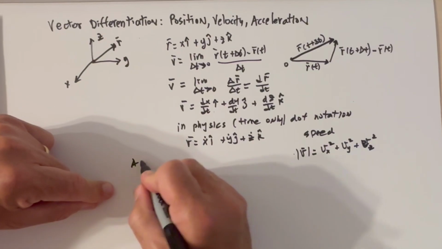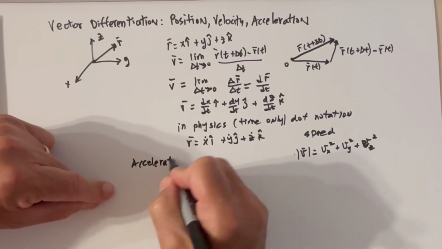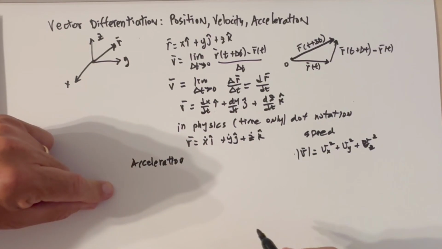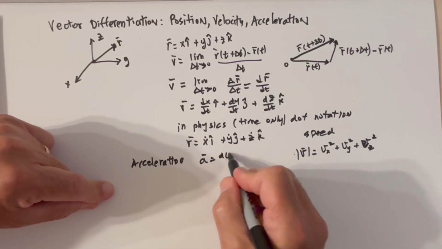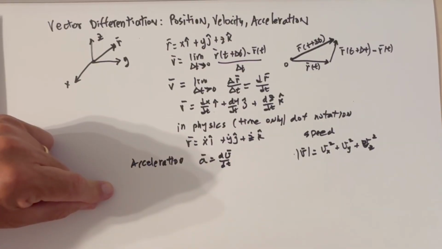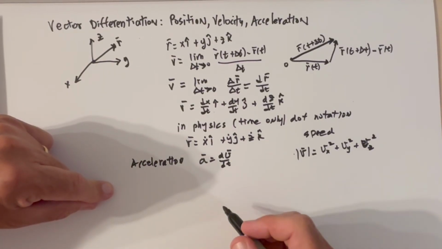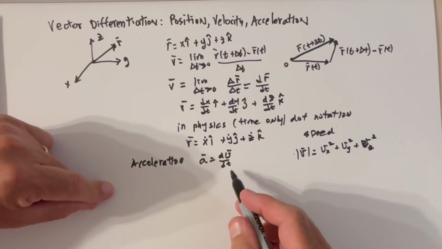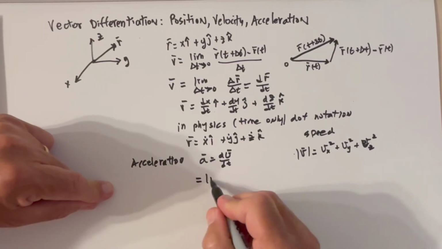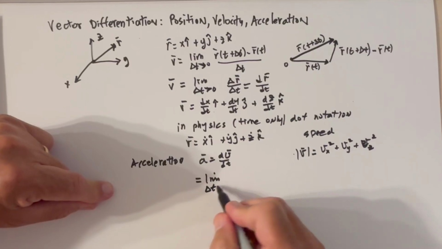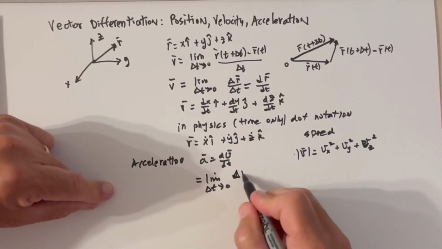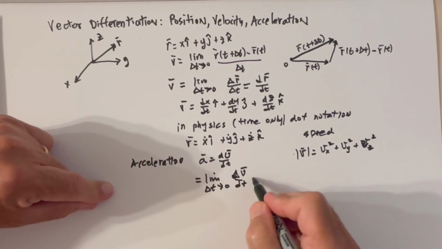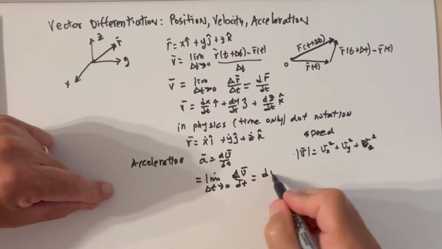Now let's look at the acceleration. We know from physics that the acceleration is just the derivative of the velocity vector with respect to time. So that's going to be equal to the limit as delta t goes to 0 of delta v over delta t, and that's just equal to the derivative dv/dt.